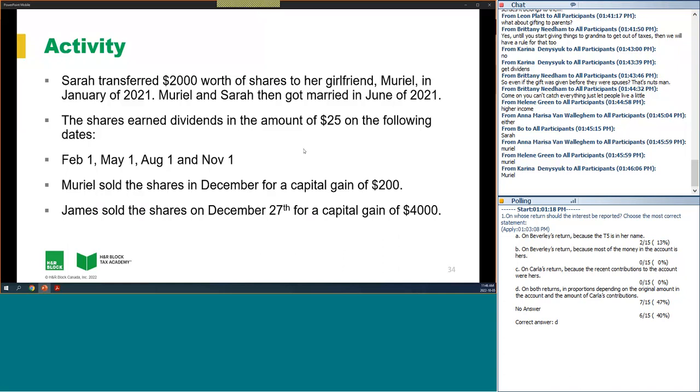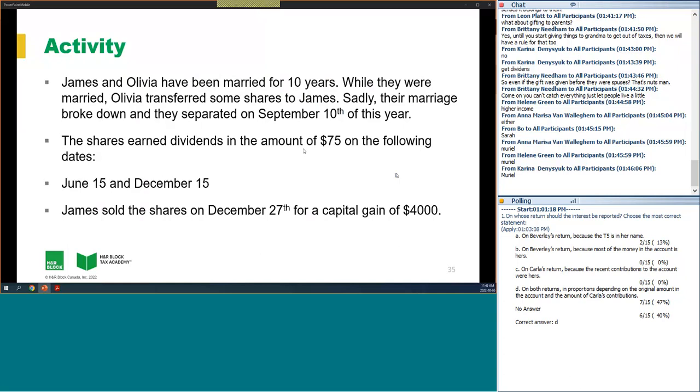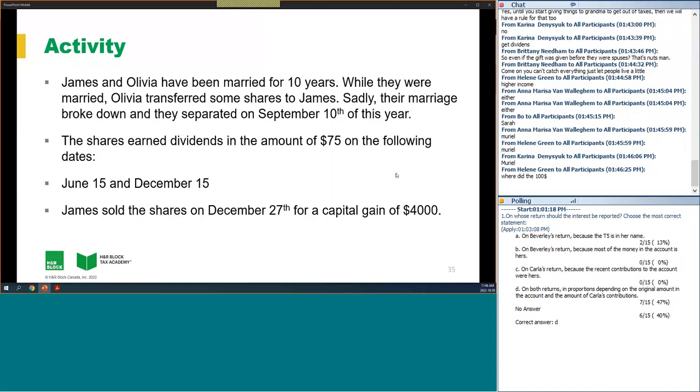Let's try another one. We have James and Olivia. James and Olivia have been married for 10 years. While they were married, Olivia transferred some shares to James. Unfortunately, their marriage broke down, and they separated on September 10th of this year. So now we have to think about attribution rules, when they start, when they stop.